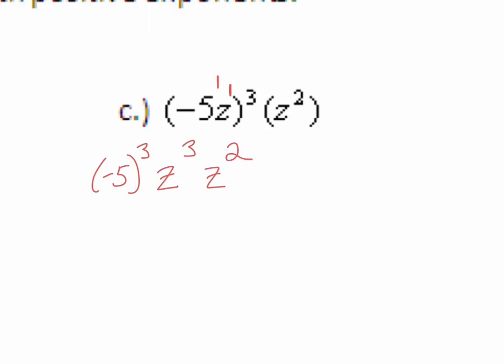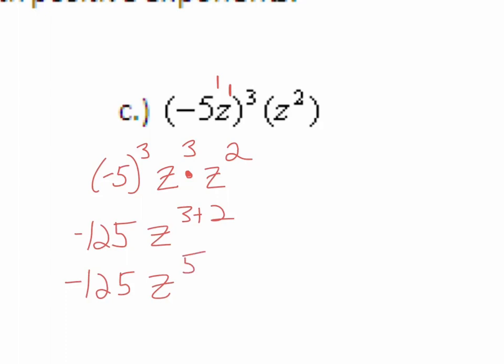So negative 5 to the 3rd power, that's negative 5 times negative 5 times negative 5. That's negative 125. And then I can use the power of a product property to just add 3 and 2 together. And I can simplify that, so that'll be negative 125 z to the 5th. That's my final answer.